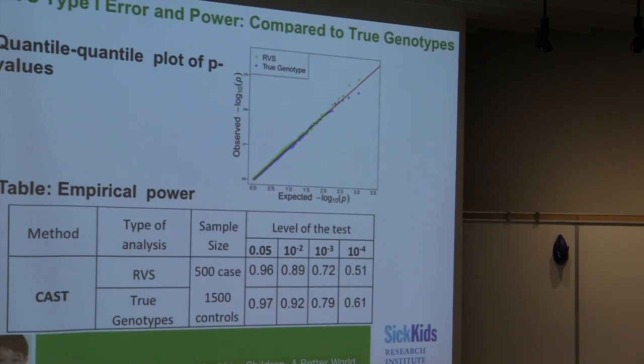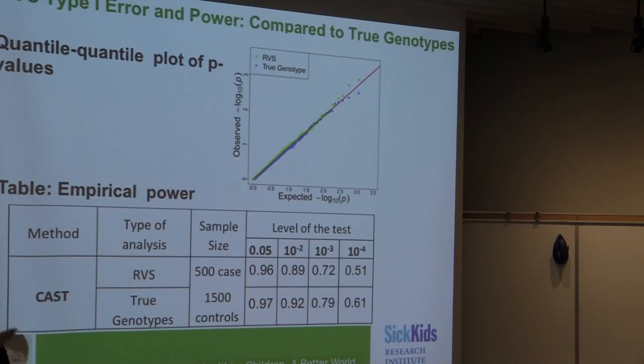So here is type 1 error and power, and we're always comparing to the true genotype, so RVS compared to the true genotypes. So here we can see that, and this is for rare variant analysis, so this is now not a common situation, but when we're collapsing variants and trying to do rare variant analysis. And what you can see here is that RVS is performing almost as well as if you knew the true genotypes, which is great.